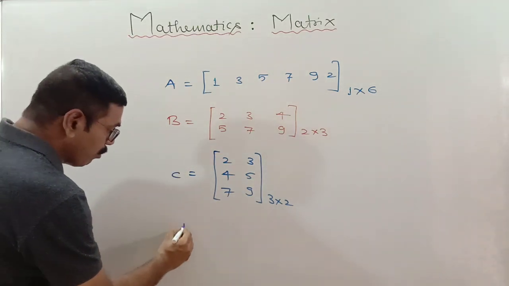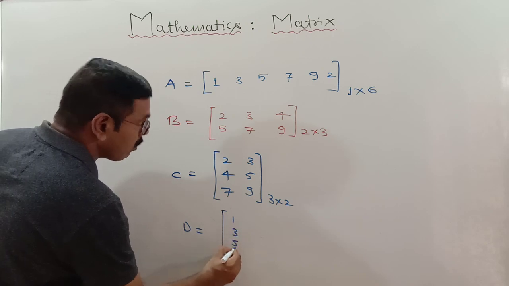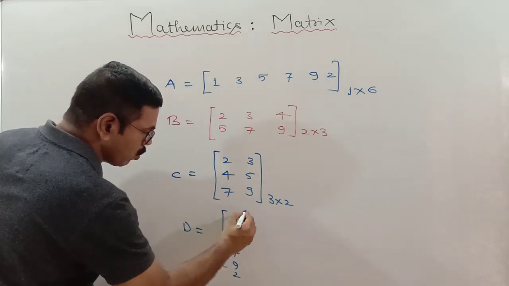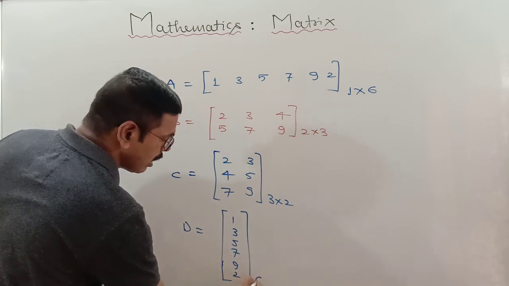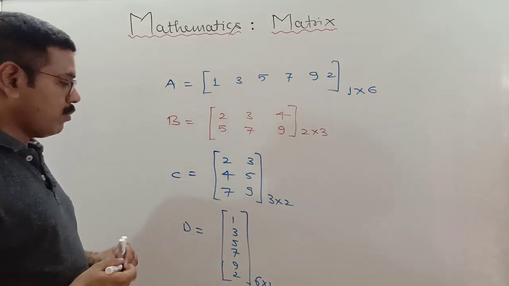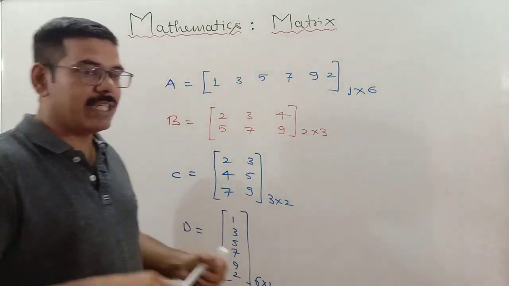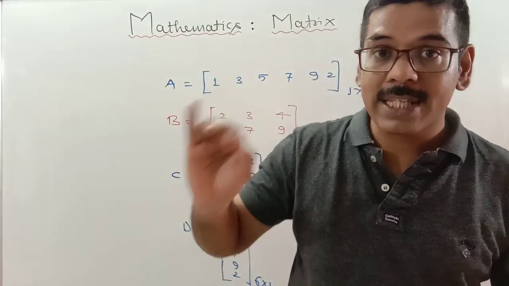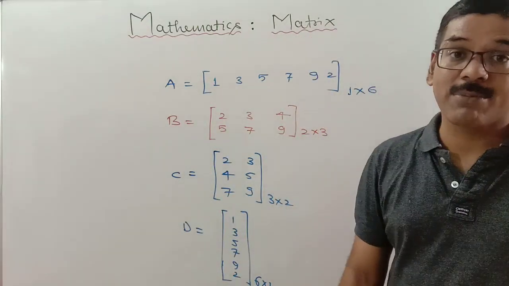Okay, one more matrix is possible. See that 1, 3, 5, 7, 9, 2. This is the order of the matrix, 6 cross 1 order of matrix. Is there any doubt? See, the same number of elements are there, but the matrix may be different. Why? Because the order of the matrix is different, totally different.